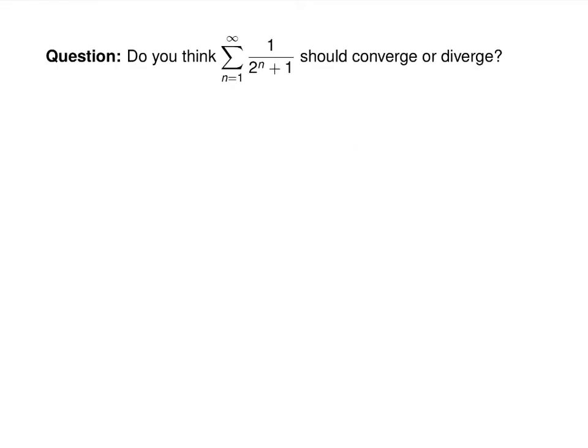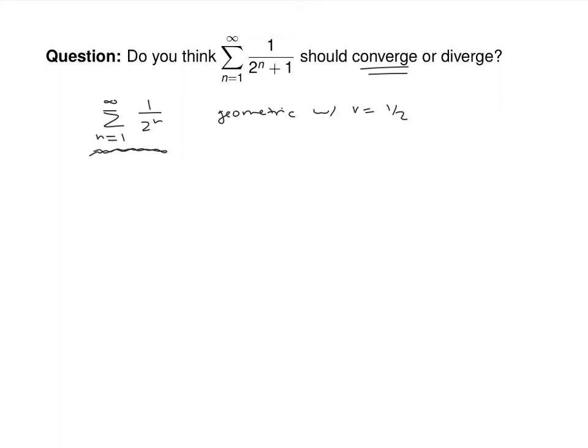So first, a quick question. Do you think that this series, the sum from n equals 1 to infinity of 1 over 2 to the n plus 1, should converge or diverge? What's your sort of feeling about it? What does it look a lot like? If this 1 were not there, then you would have the sum from n equals 1 to infinity of 1 over 2 to the n, which technically is a geometric series with r equal to 1/2. So it feels as if this series probably should converge because it's pretty similar to this geometric series.